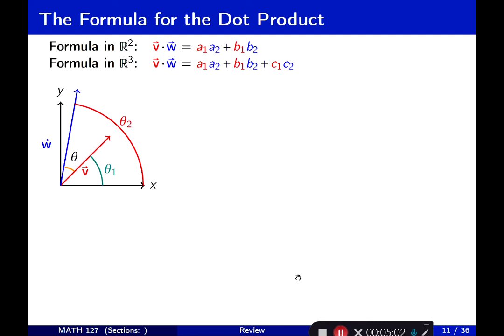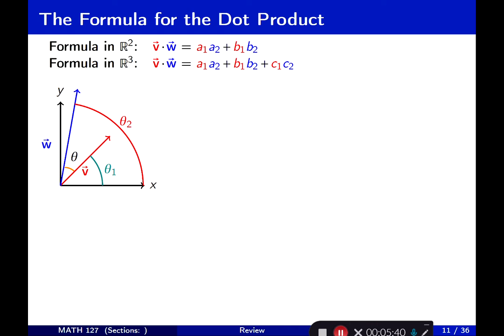So let's have V and W as shown there, and let theta be the angle between V and W. Let theta 1 be the angle made by V and the x-axis, and theta 2 be the angle made by W and the x-axis. Now theta, which is the angle between V and W, is going to be theta 2 minus theta 1.